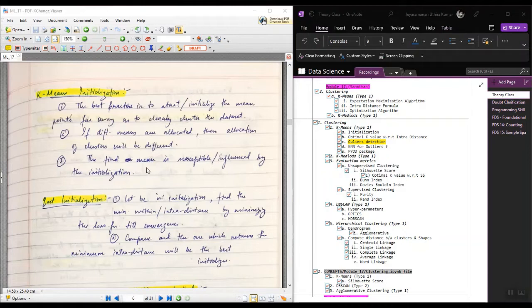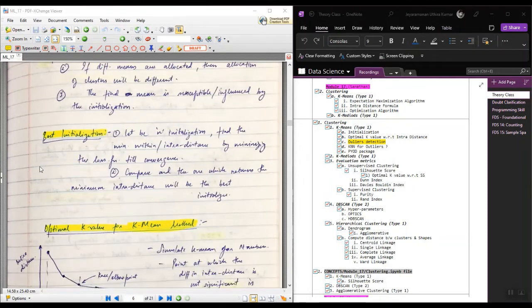So the final mean is influenced by the initialization, right? How many means you are providing will influence the proper mean of the cluster. If you add too many initializations, there will be too many means. We don't want that. We want an optimal number of means to be initialized. So the best initialization is to let n number of initializations find the minimum intra distance by minimizing the loss function. We have to give and compare one by one, and the one which returns the minimum intra distance will be the best.